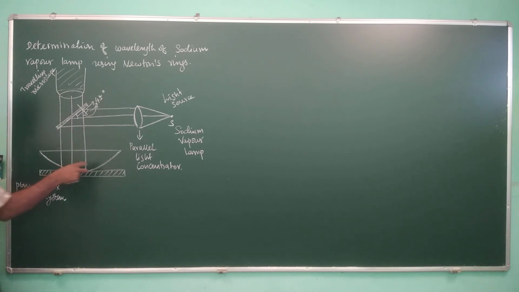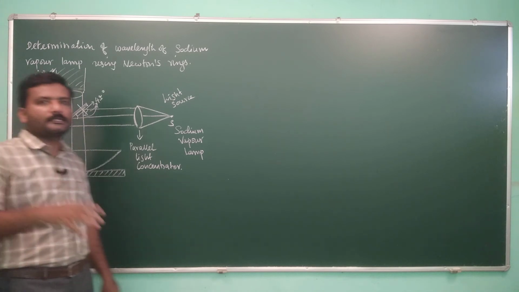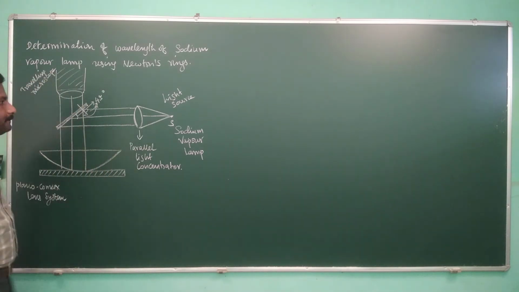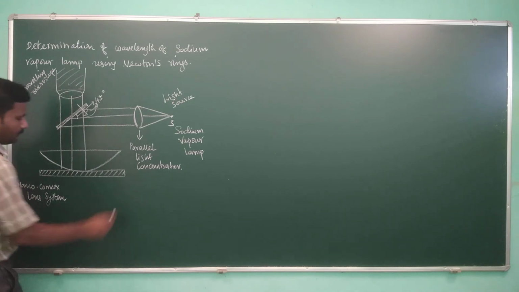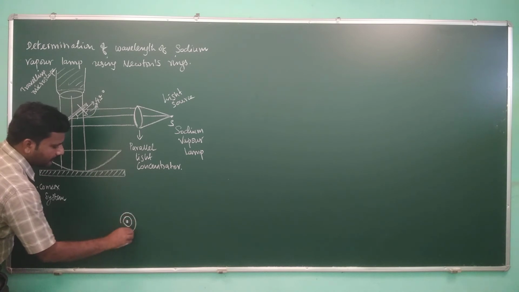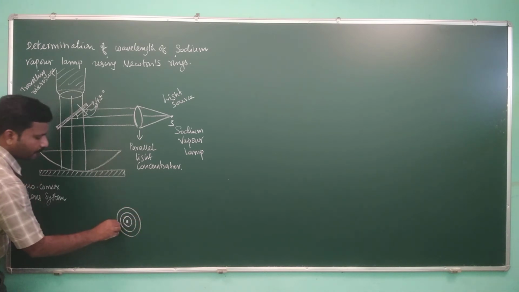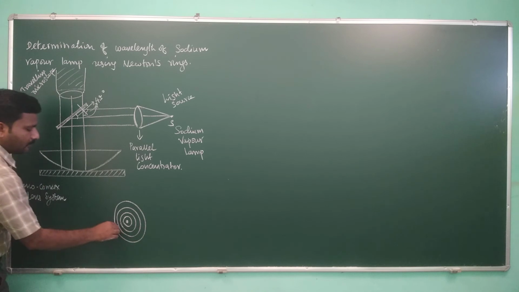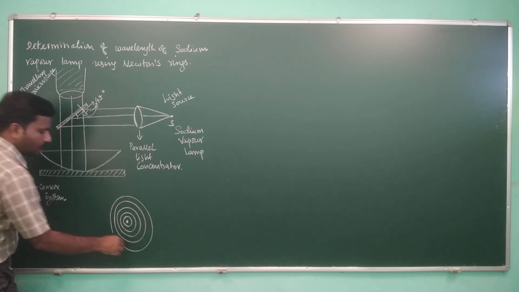Due to the interference phenomenon happening in the Plano convex lens system, you will be able to observe concentric bright and dark circles in the traveling microscope when the traveling microscope is adjusted suitably. So what we will be observing is the concentric bright and dark circles. So after observing this, we need to do the experiment.